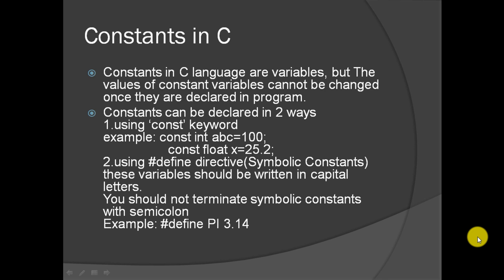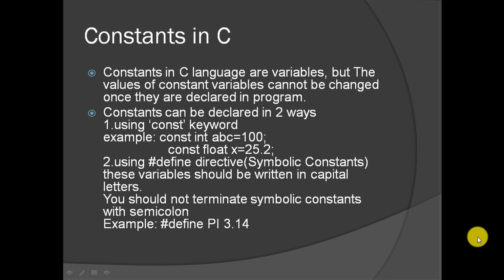Constants in C language are variables, but the values of the constant variables cannot be changed during the execution of the program. Variable value might change during the execution of the program, but when it comes to constant value, once it is declared and once it is initialized, the value of the constant variable cannot be changed. That is the difference between variable and constant.